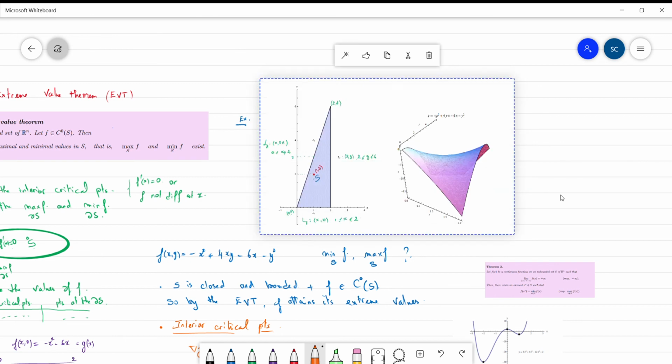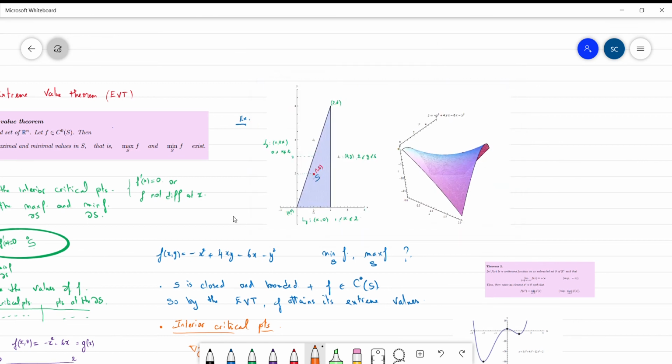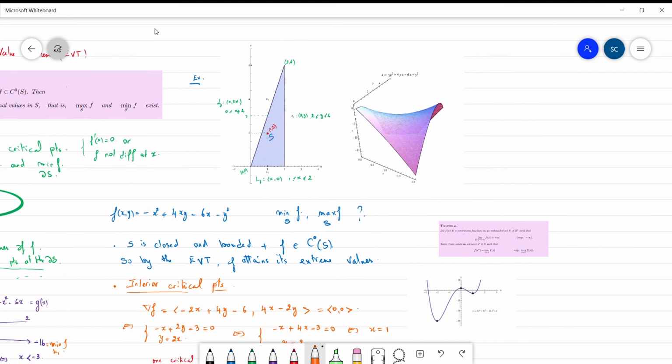Okay, so theoretically the theorem says for sure this maximum and minimum are attained, and we have a procedure that we can apply. It is feasible, yeah, when the calculations are feasible, so we can have an answer to the problem.